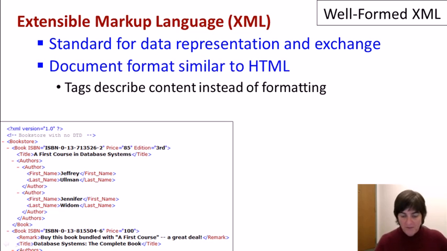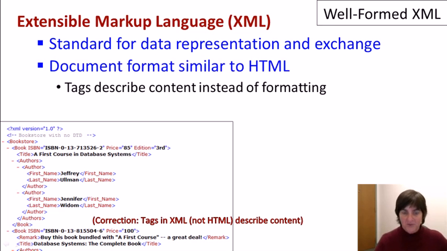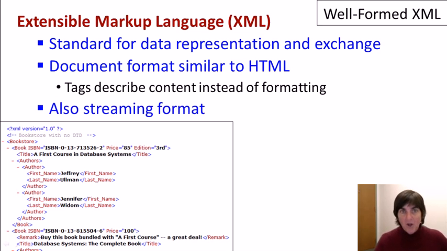XML can be thought of as a document format, similar to HTML if you're familiar with HTML. Most people are. The big difference is that the tags in an HTML document describe how to format the data, whereas the tags in XML describe the content of the data. XML also has a streaming format or a streaming standard, and that's typically for the use of XML in programs for emitting XML and consuming XML.